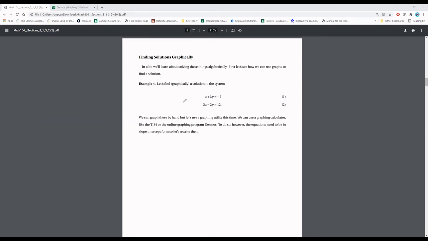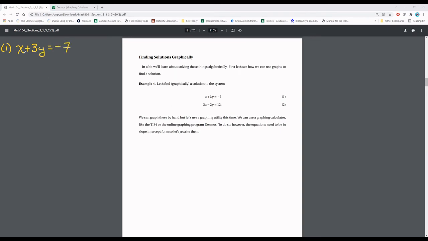In order to do that, I should probably put them in slope-intercept form because I am going to use technology to graph this rather than graphing it by hand. I'm going to just use Desmos, super helpful. So I will put these in slope-intercept form so that I can put them in Desmos and use Desmos to do the graphing for me.